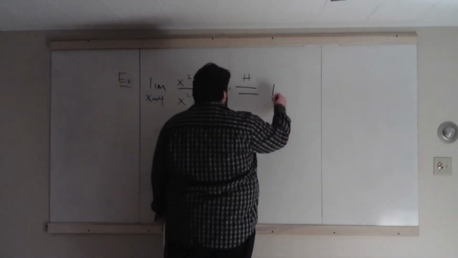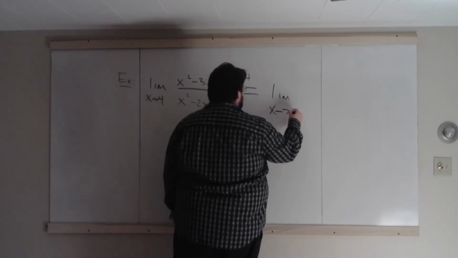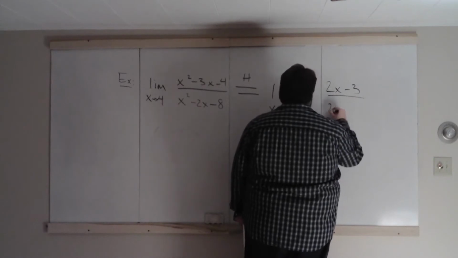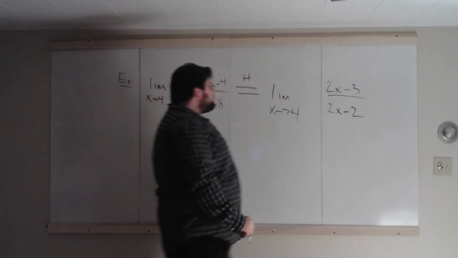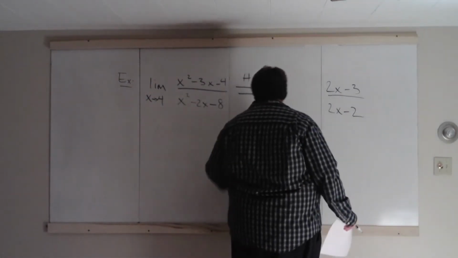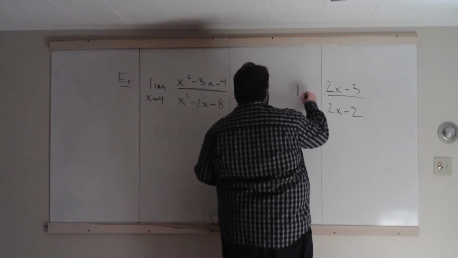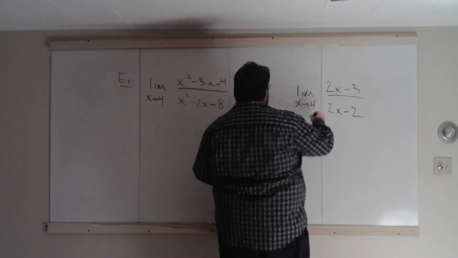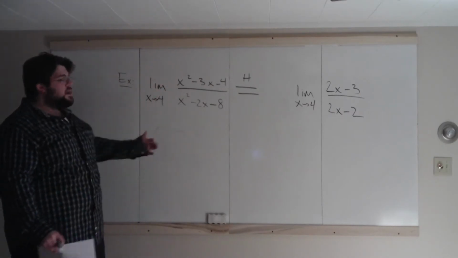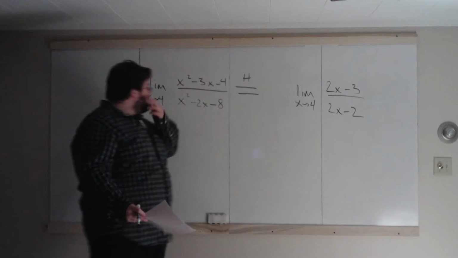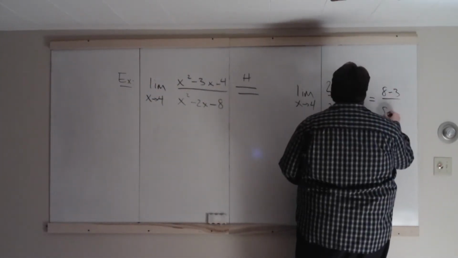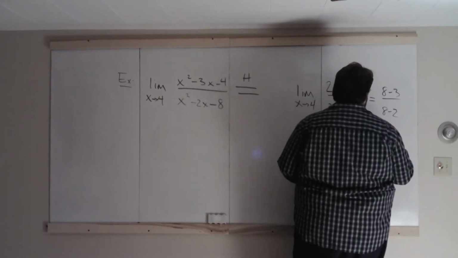And how do we apply this rule? Well, that limit equals this limit. How did we get that limit? Well, we didn't do a quotient rule. All we did was take the derivative of the top and put it over the derivative of the bottom. Derivative of the top, 2x minus 3. Derivative of the bottom, 2x minus 2. And now, again, you try to substitute and you see if that works. In this case, it will work, because you get 8 minus 3 over 8 minus 2, which is 5/6.